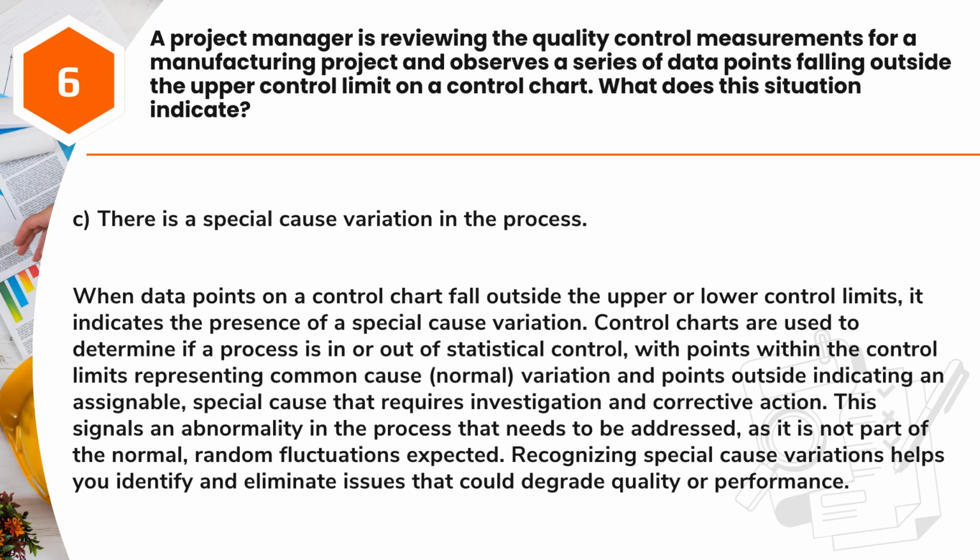Answer: C. There is a special cause variation in the process. When data points on a control chart fall outside the upper or lower control limits, it indicates the presence of a special cause variation. Control charts are used to determine if a process is in or out of statistical control, with points within the control limits representing common cause, normal variation, and points outside indicating an assignable, special cause that requires investigation and corrective action.